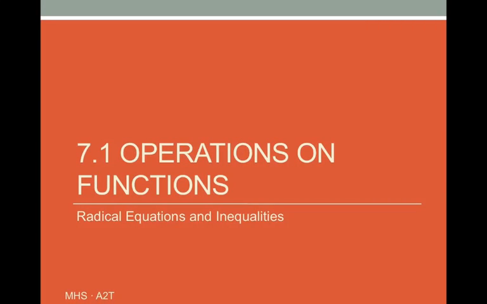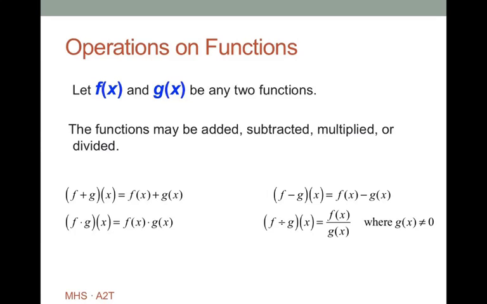Okay, we're starting a new chapter, 7.1, Operations on Functions. We're going to be looking mostly this chapter on square root radical type of equations and their inequalities, but we'll start with some generic operations on functions. So we're going to talk about two functions, f of x and g of x, and what we can do with them.